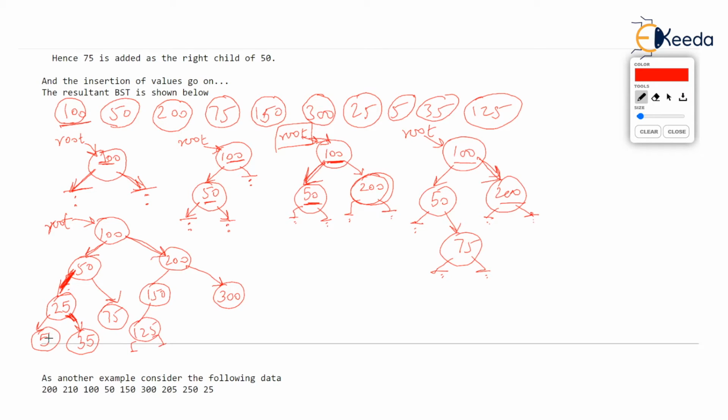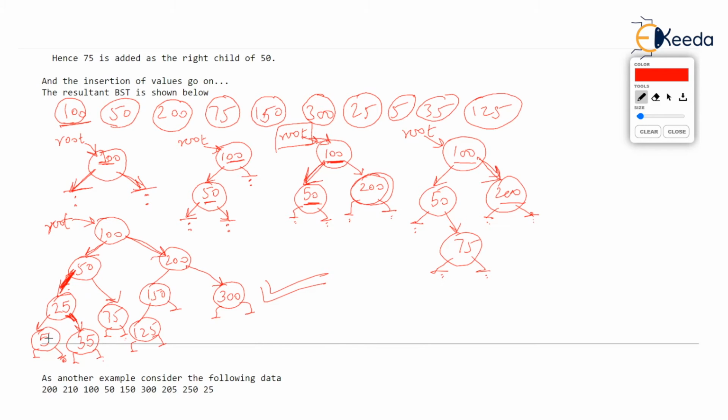Now I will show all these pointers null, which were not utilized. So left and right of 75 is null. Left and right of 35 is null. 5 is null. I hope you understand. So this is the binary tree that we get finally from the given data.